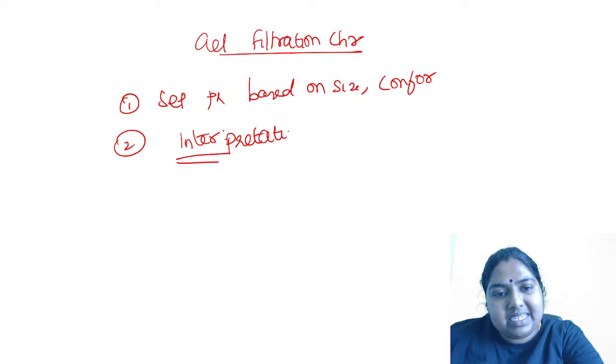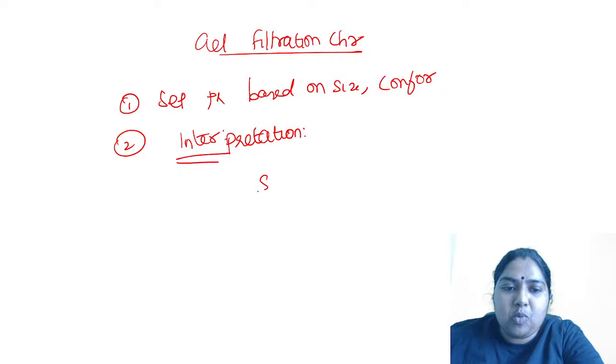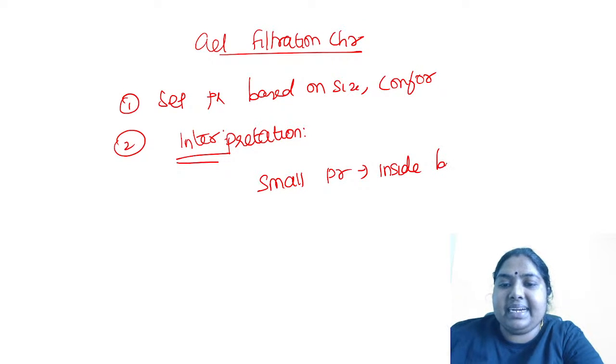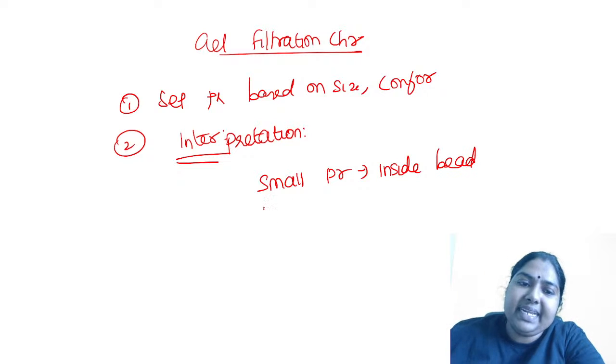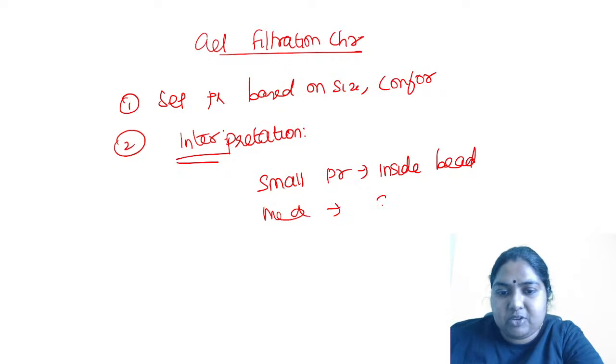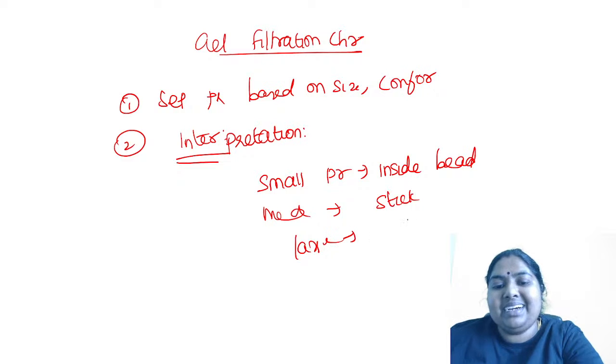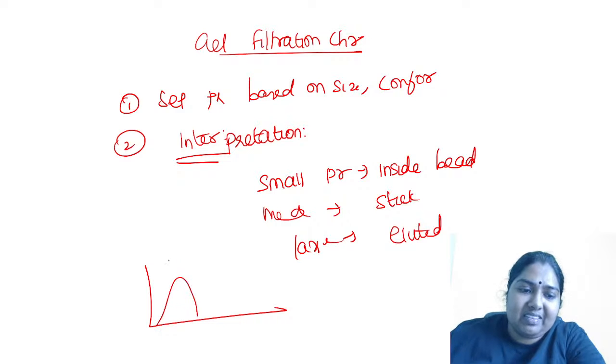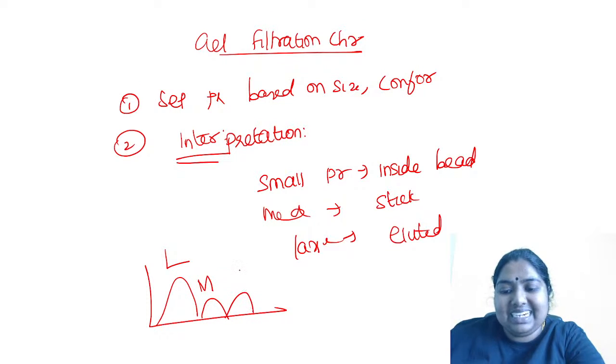What is going to be the interpretation? My small sized protein will go inside my bead. Medium size will stick to the bead. Large will not be binding, so it is eluted first. So this is how the result is. First large will come out, second is medium, third is small.